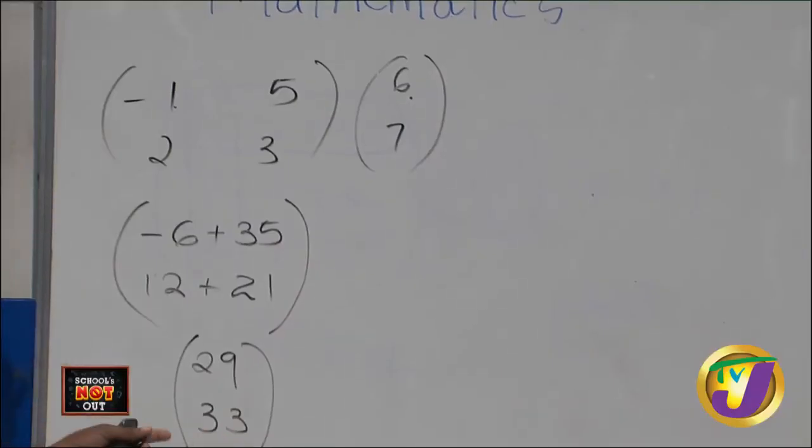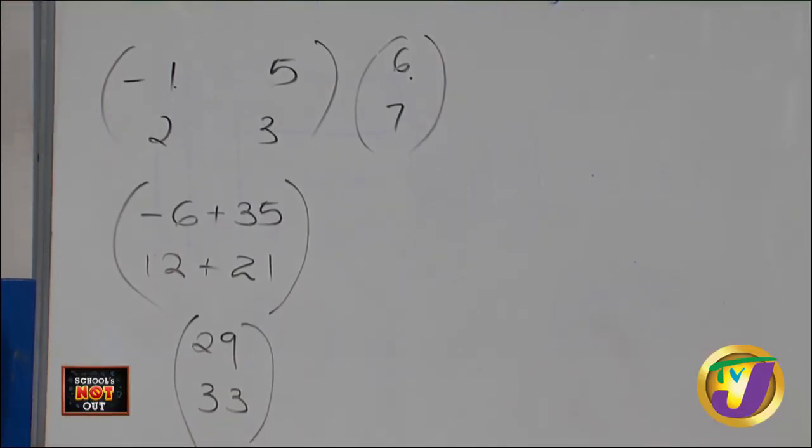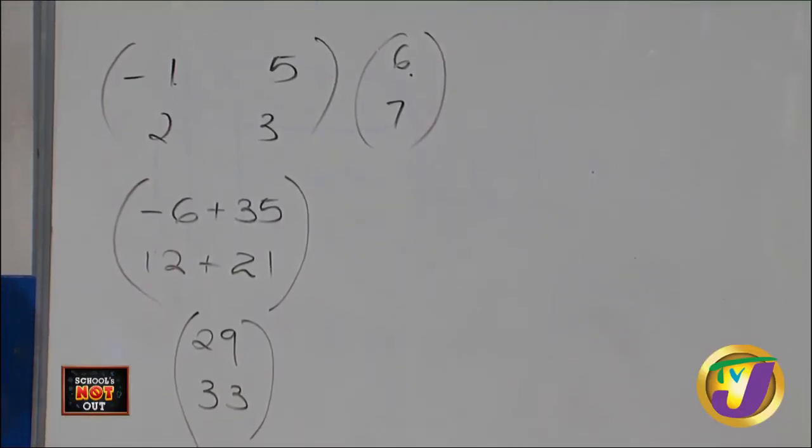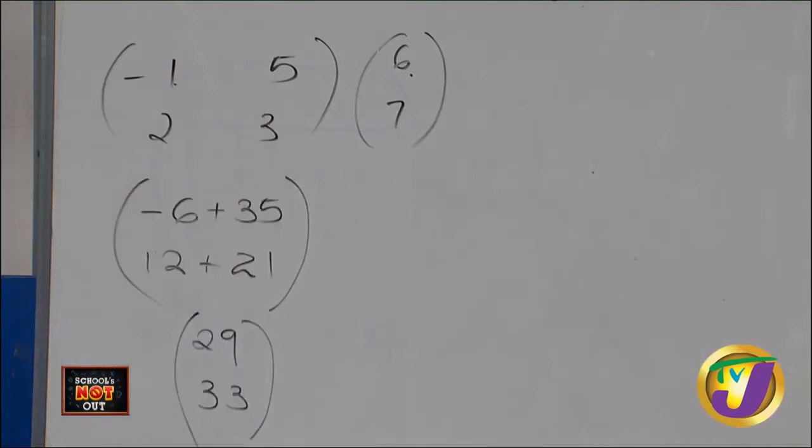And what's the order of this matrix, Tam? Well, it looks like we have a 2 by 1. Is that what we said? A 2 by 1. Beautiful.